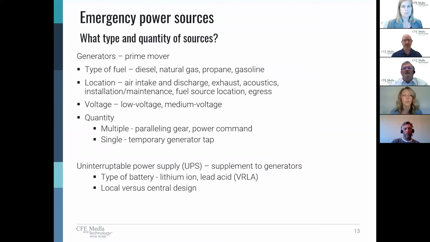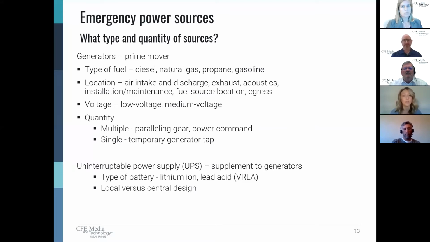Air intake and discharge and exhaust are all items that need to be coordinated with your mechanical engineer, as they greatly affect their design, especially if you locate your generators indoors. Your generators have to be located within a certain distance of walls. You have to have certain louver sizes. These are all items that have to be designed on a case-by-case basis.